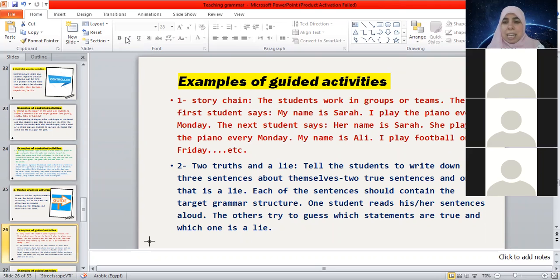So the next one will say, her name is Sarah. She plays the piano every day. His name is Ali. He plays football on Friday. Her name is Hana. She cooks every day. My name is Mona. I visit my grandparents every day, and so on. Okay, so I'd like to do that with you. Let's start. We can do the story chain.